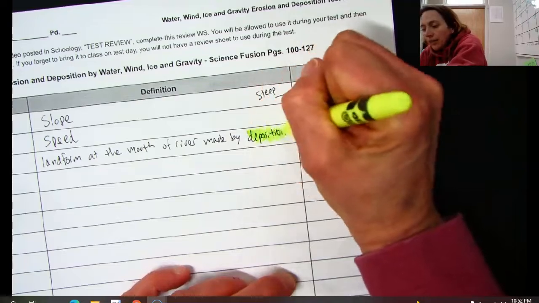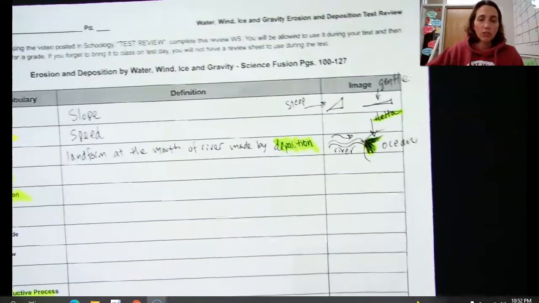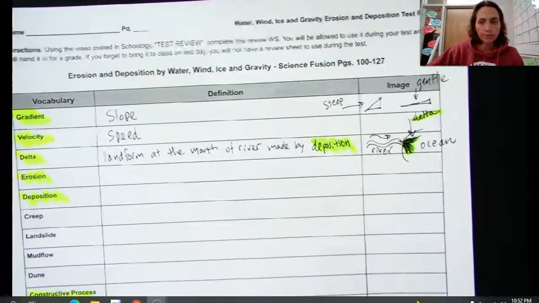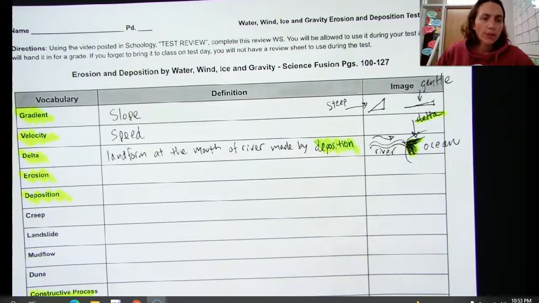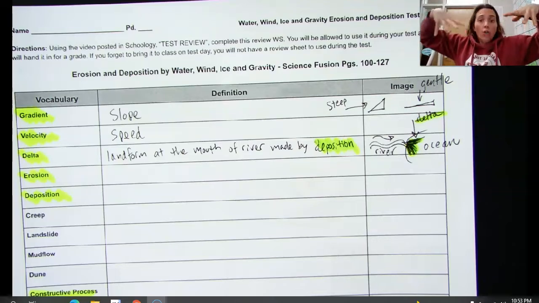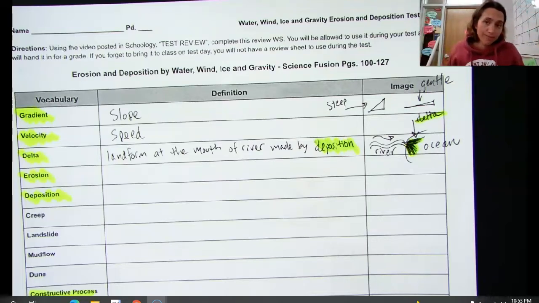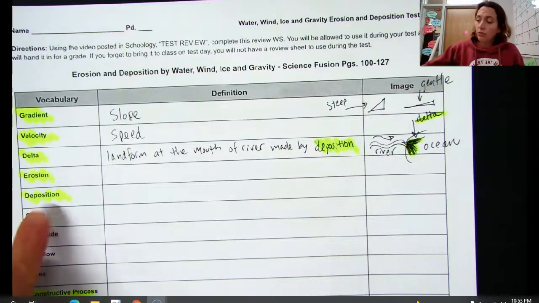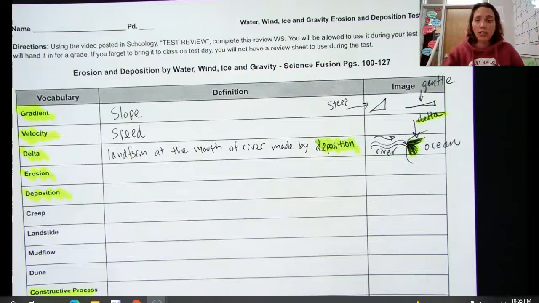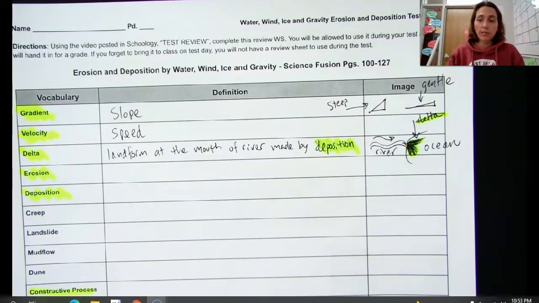Alrighty, so I'm going to highlight my delta. I'm going to highlight deposition so I can make those word connections. Okay, erosion and deposition. The sub was supposed to give you back your Glacier Lab, and you have your definitions on there. So erosion is the transport or the moving of materials. Go ahead and write it down. And deposition is the dropping off of those materials in a new location. So pause and write those two definitions down. Erosion is the movement or transportation. Deposition is the dropping off of those materials.